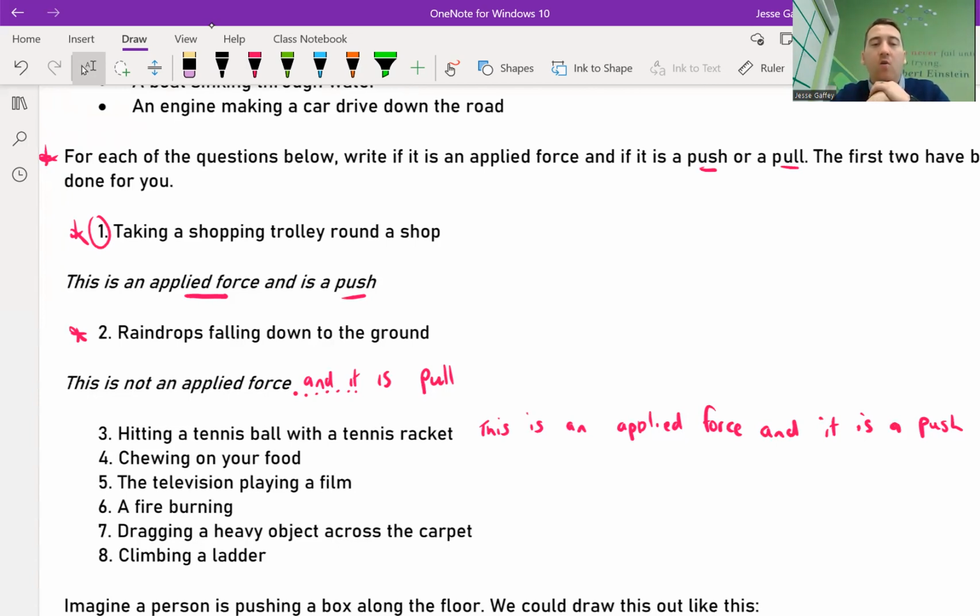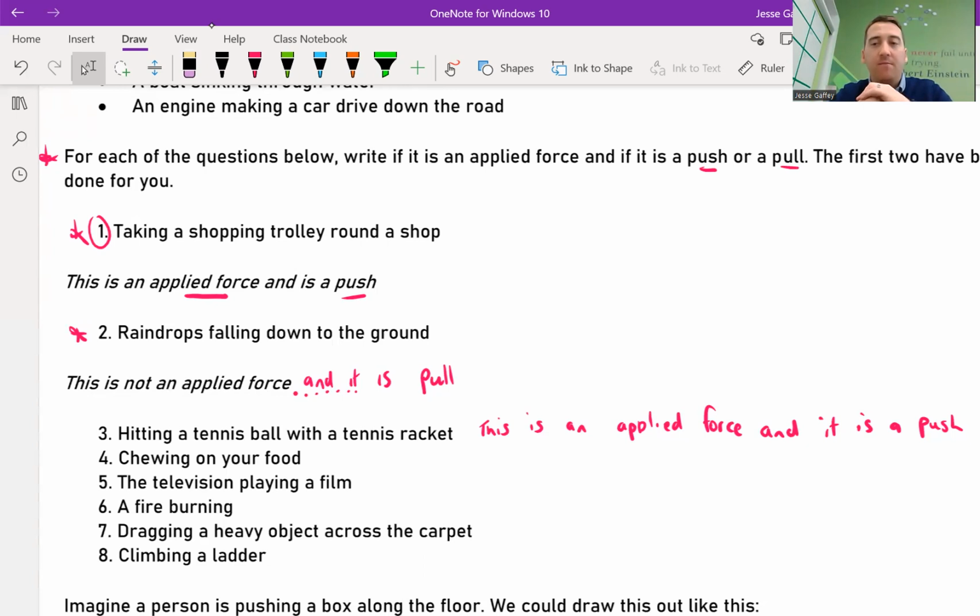Okay, so let's have a look. Question 4, chewing on your food. What do we think? First of all, this is an applied force. Your teeth have to actually make contact with the food when you're chewing. And I wouldn't say your teeth pull the food, because then you think about opening your mouth to pull the food apart. That's not really the way it is. It's more like crushing the food, isn't it? Your teeth are pressing against the food, so it's more of a push. So that's what I would say for number 4. This is an applied force and it is a push.